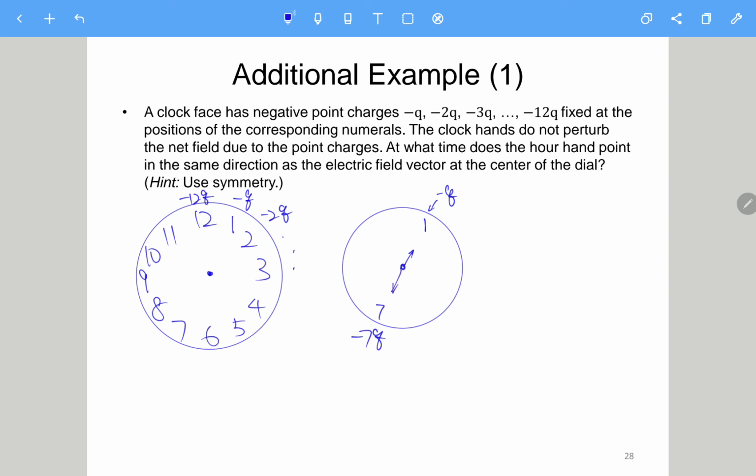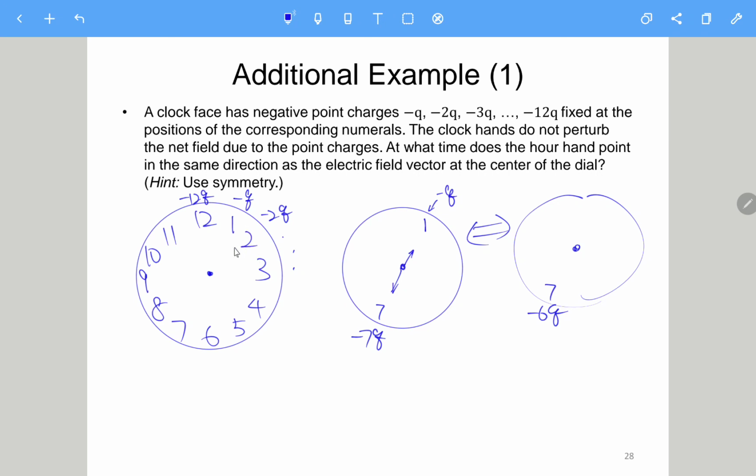So part of it will cancel, so it should be equivalent to something like we only have negative 6q here. After the cancellation, this one and this one will generate the same E field at this point only. For other points, it is not the same case. But at least for these points, it is cancelled like that.